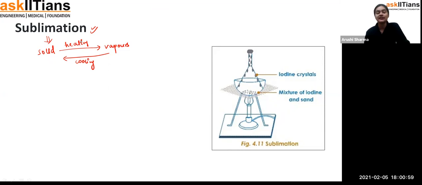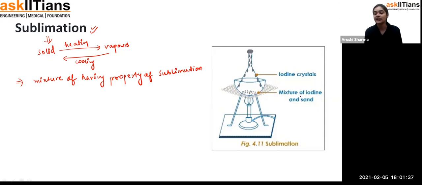So yes, what we are discussing is sublimation. Sublimation is a process in which the solid substance directly converts into vapors on heating and the vapor converts into solid on cooling. So that is called sublimation. So students, the sublimation process we generally use when we have a mixture of substances in which one of them has the property of sublimation. Like in this picture you can see, students, that it is the mixture of iodine and sand.